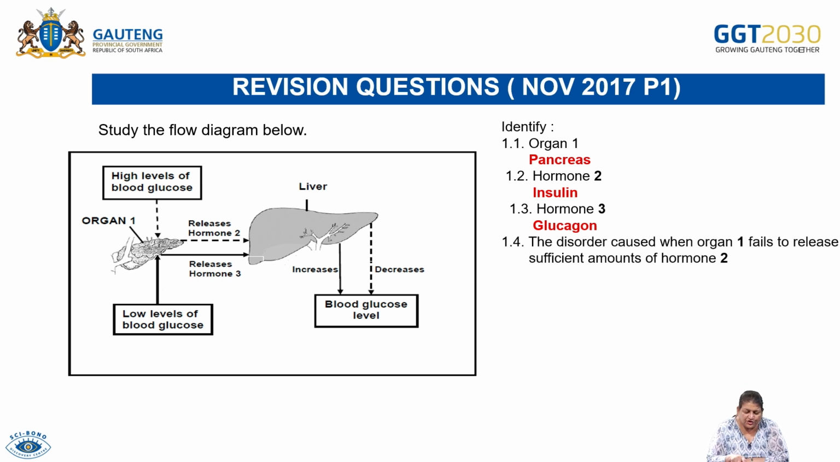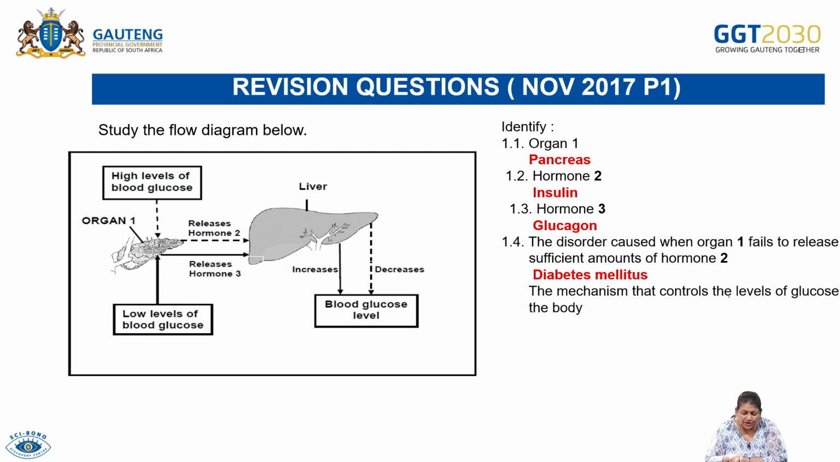The disorder caused when organ 1, what is organ 1? The pancreas fails to release sufficient amounts of hormone 2. That means, what is the disease called when organ 1, which is the pancreas, fails to release enough insulin? It's called diabetes mellitus. So this is a way to show you the same content, learners, can be asked in different ways, with a picture, with a table, in a multiple choice, in a diagram. So same content asked differently, but the content will always be the same.